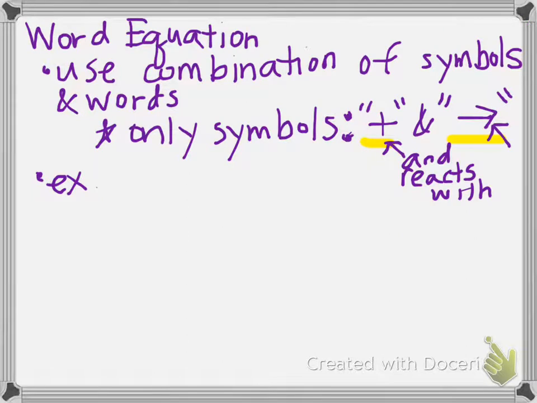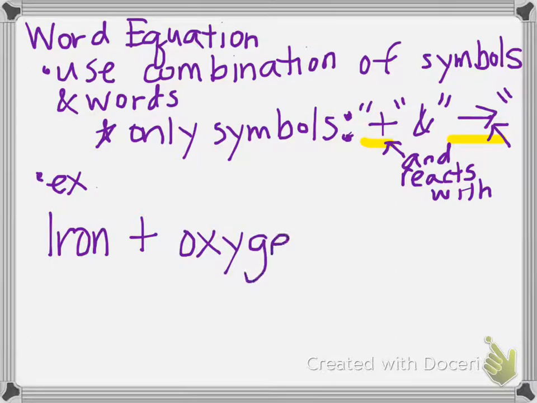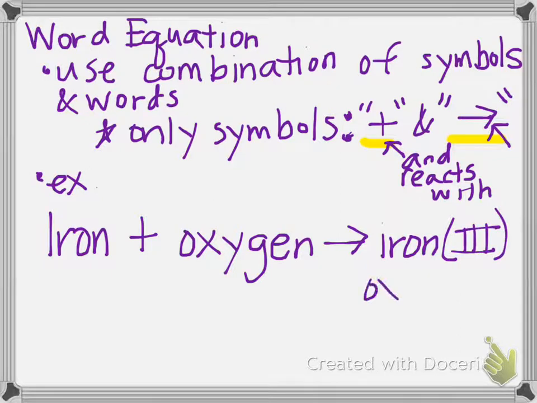So that allows then our word equation for that reaction to become iron plus oxygen, arrow, iron 3 oxide. Okay, so that's our word equation for that one. I'm going to give you 2 more examples that we'll do, and then we will be done.